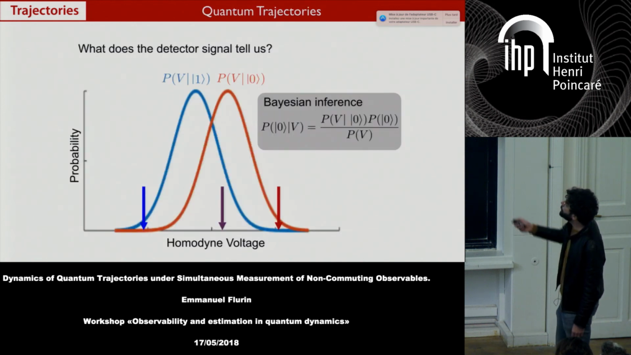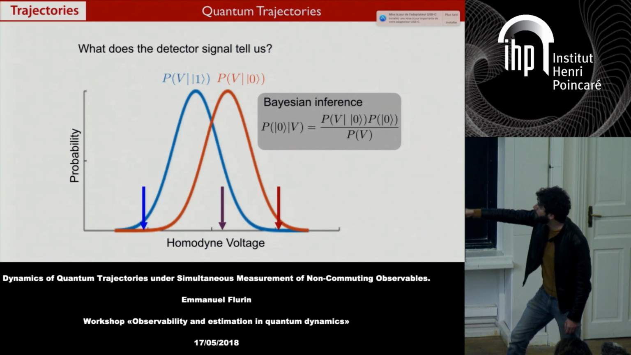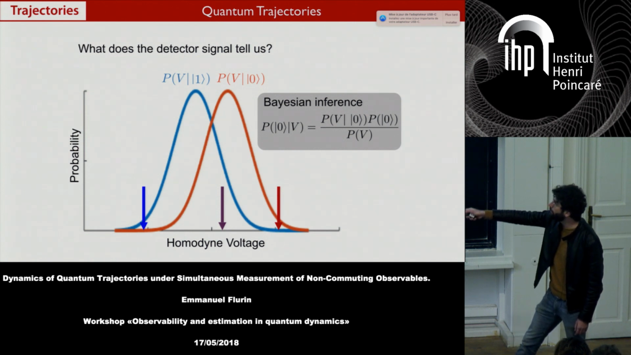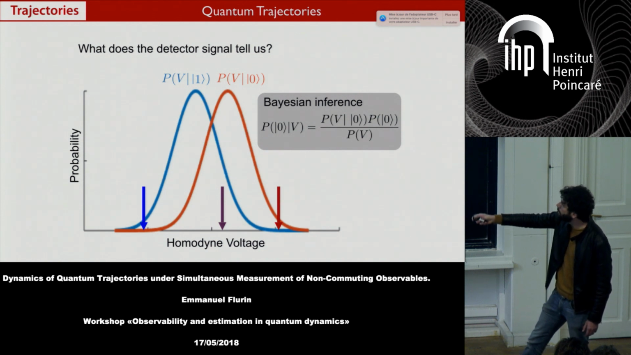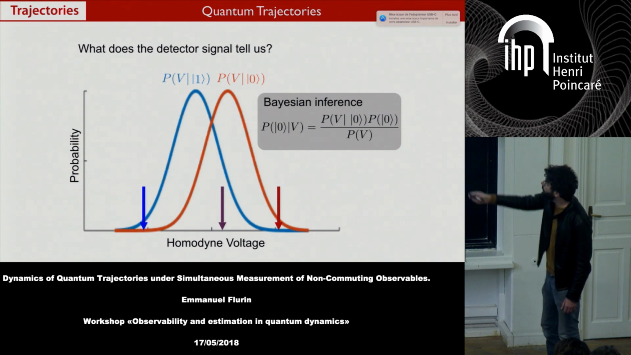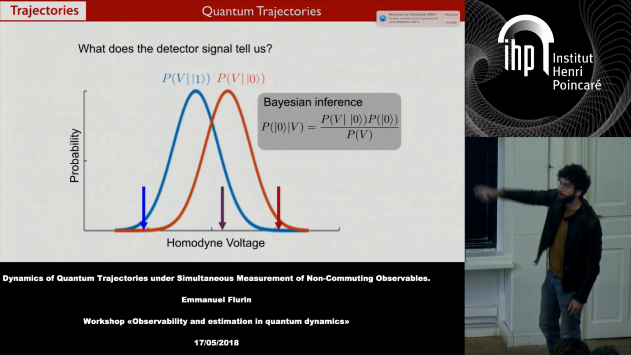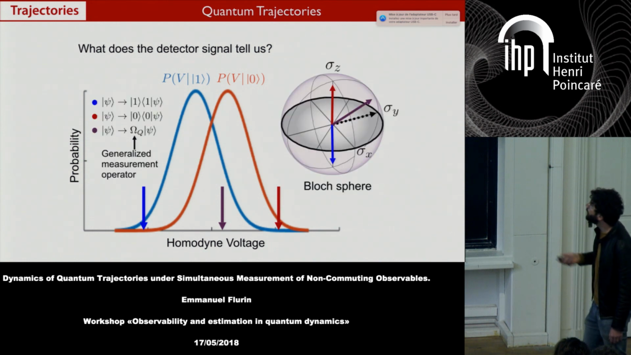So now, trajectory. You can think about a trajectory as some sort of Bayesian inference. Let's say you get a homodyne voltage on the very far left right here. If you get this voltage value, you are way more likely to be in 1 than to be in 0, and so this is very informative. It's similar on the right. However, if you are in the middle, it's much harder to tell what is going to happen. Okay, and so that's the weak measurement.